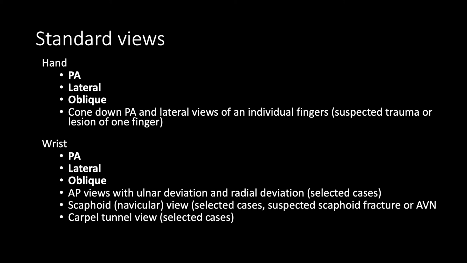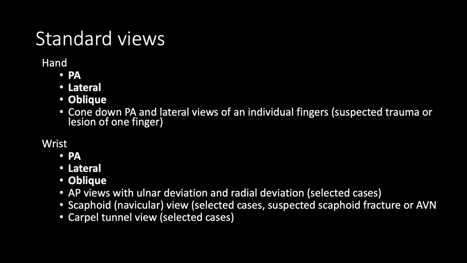The wrist views are the PA view, a lateral view, and oblique view. AP views with ulnar deviation or radial deviation in selected cases. In some cases, you'll have a scaphoid or navicular view if you suspect any type of avascular necrosis or scaphoid fracture. And there's also a carpal tunnel view that they use occasionally to analyze the spaces in the carpal tunnel.